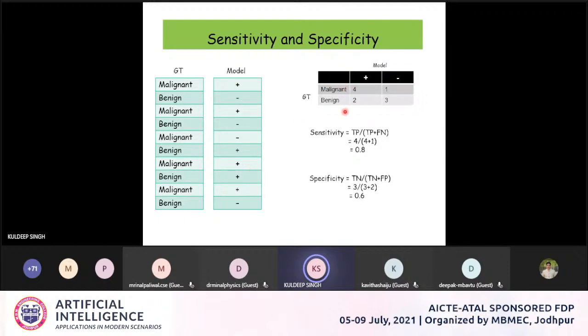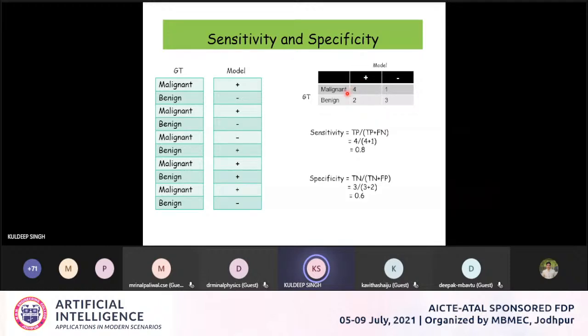So let's make that matrix. Labeled as positive and detected as positive. So how many are there? 1, 2, 3, and 4. So true positive is 4.